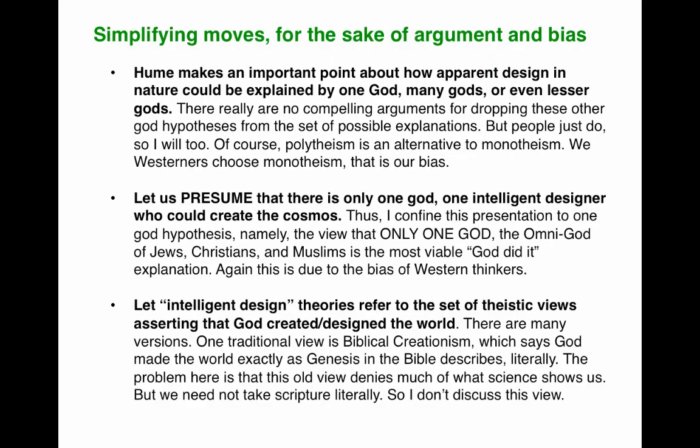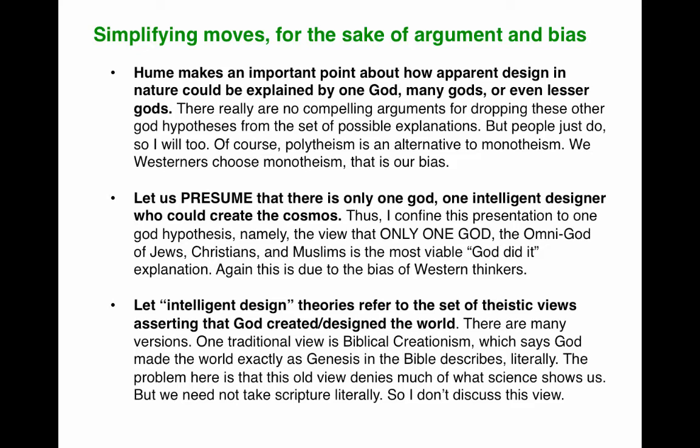I'm going to make some simplifying moves here for the sake of argument and bias. Hume makes an important point about how apparent design in nature could be explained by one God, many gods, or even lesser gods. There really are no compelling arguments for dropping these other God hypotheses from the set of possible explanations, but people just do. So I will too. Of course, polytheism is an alternative to monotheism. We Westerners choose monotheism. That is our bias.